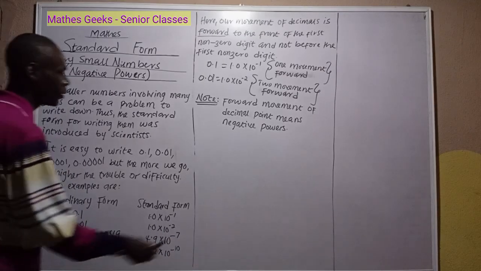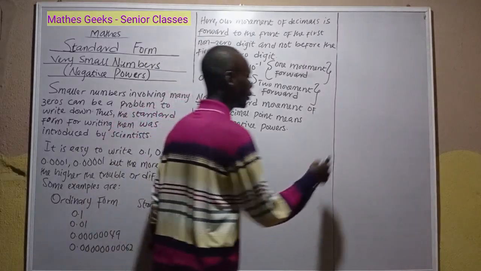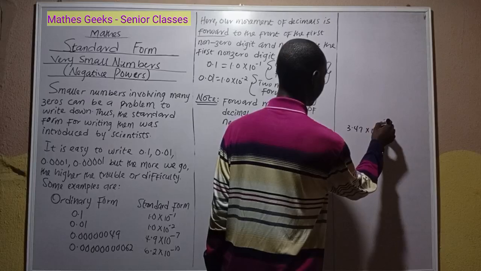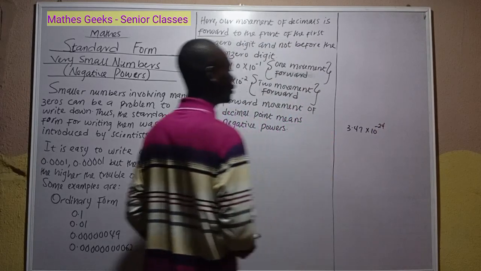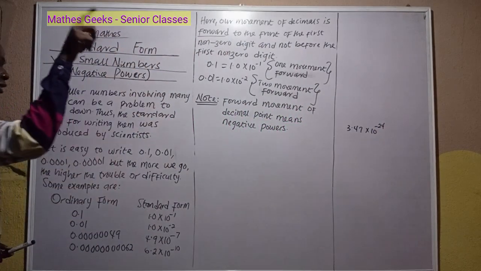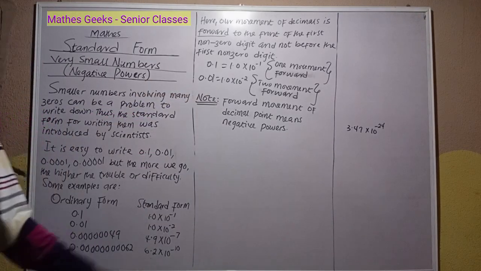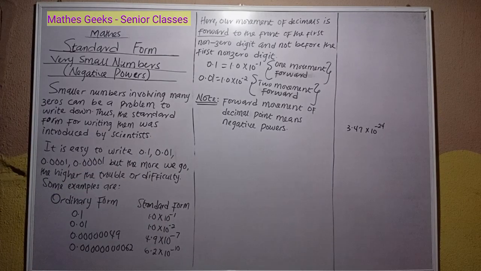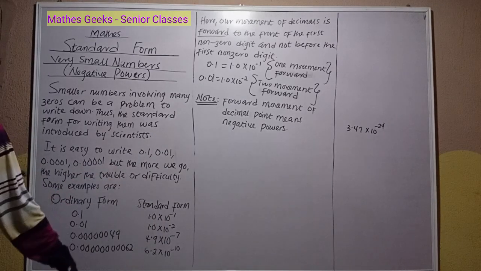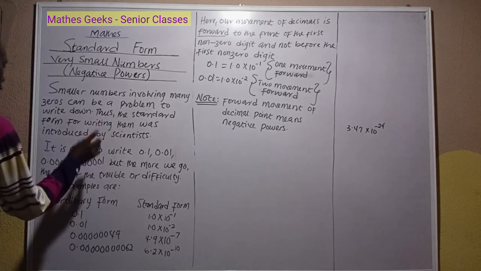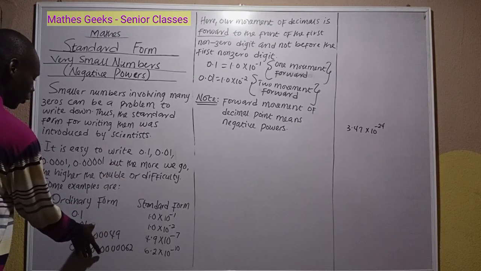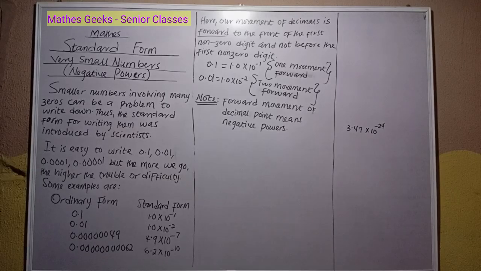You can imagine if you have a number as small as, let's say, 3.47 times 10 raised to the minus 24, or you can imagine writing down 0.0000000 and so on until you get to 3.47. It's cumbersome. So the use of standard form made everything so simplified. Before standard form, it was very hard writing those kinds of numbers in ordinary form. So scientists had to sit down and come up with a way to write such numbers in a form known as the standard form.